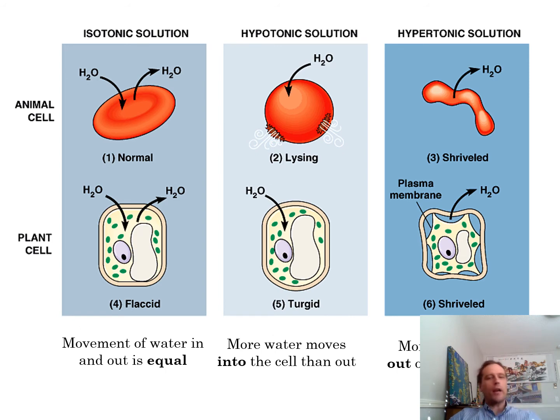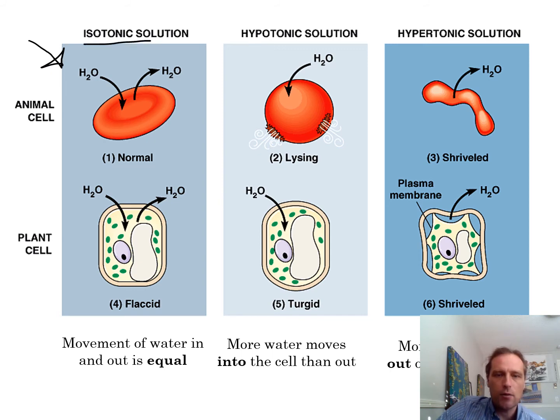So looking at what happens to both animal and plant cells in these three environments, every single book that I have ever had, and that's probably about 20 that I've looked at or used to teach, always uses this diagram. I don't know why, kind of weird. But here it is. On the top, let's talk about animal cells.